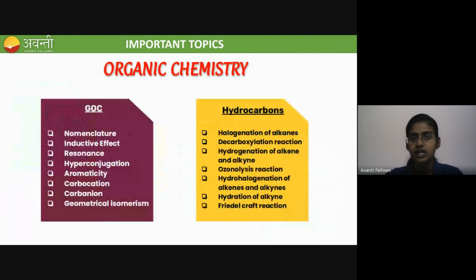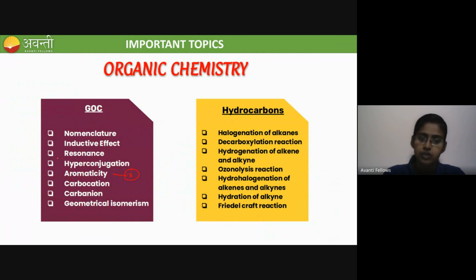As I have already told, GOC and hydrocarbons are very important. The nomenclature, all the electronic effects, resonance and conjugation, and aromaticity. This aromaticity is again very important. If 4 to 5 compounds are given to you, you should be able to find out which among the given compounds are aromatic. We have 4 rules to find out whether the compound is aromatic or not, so you have to use those 4 rules and find out.